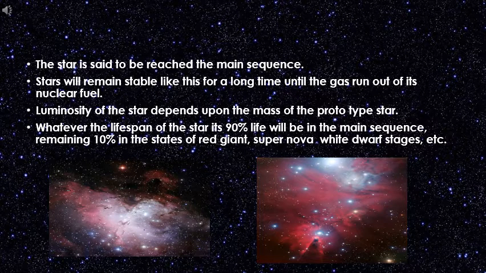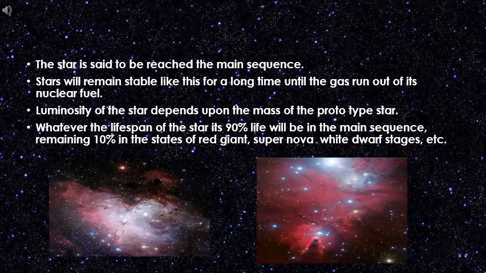When this stage is reached, the star is said to have reached the main sequence. The perfect balance between gravitational pressure and the radiation pressure is like a balloon. There is a perfect balance between the pressure inside the balloon, which makes the balloon expand, and the tension in the rubber, which is trying to make it contract. Stars will remain stable like this for a long time, with the heat from nuclear reactions balancing the gravitational attraction.